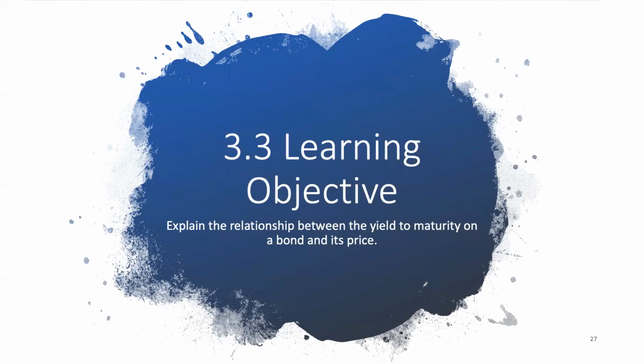Okay, so which takes us into understanding how do we measure, right? How do we find the price of a bond? How do we determine the price of a bond? And what is the relationship between the price of the bond and the yield to maturity?